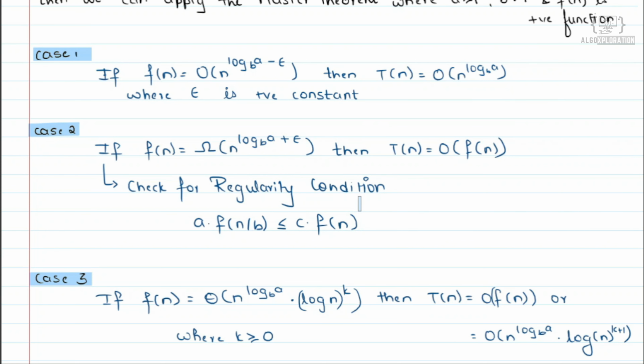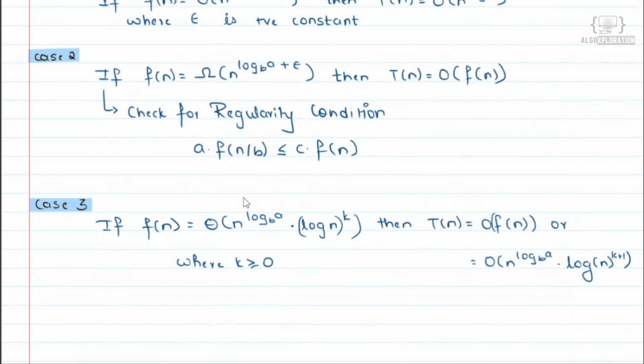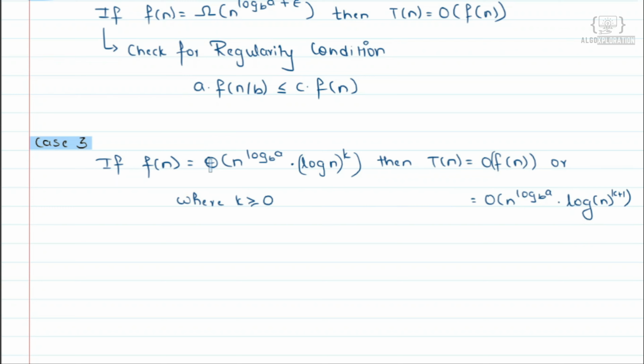Now the third case is if f(n) = Θ(n^(log_b a) * log^k n), then T(n) = O(f(n)), or O(n^(log_b a) * log^(k+1) n), where k should be greater than or equal to 0.